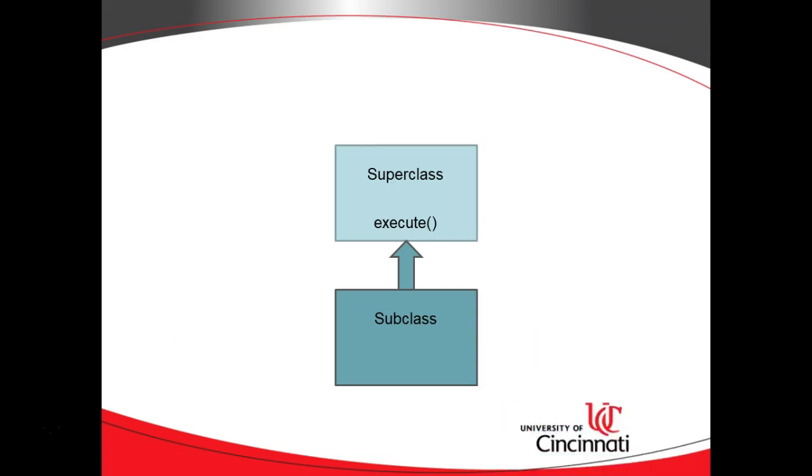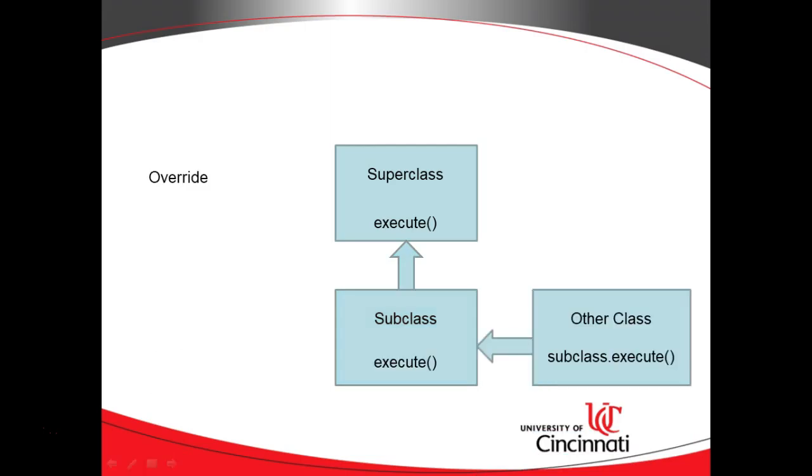Let's consider another example. What if we had this? In this case, we have the superclass with an execute method. The subclass has a method with the exact same signature. In this case, the subclass is overriding the method from the superclass. Don't confuse that with overloading. Very easy to get those confused. Overloading is the same method name with a different parameter list. That's not what's going on here.